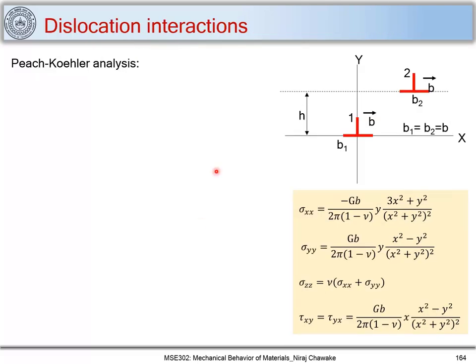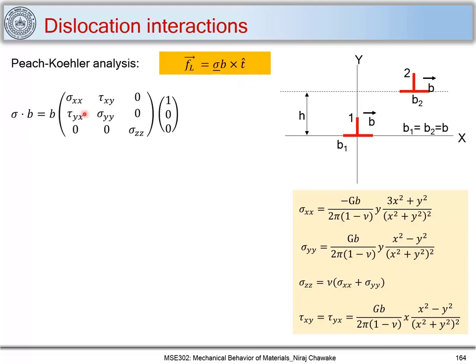So we have the Peach-Koehler equation, we have this schematic showing two dislocations, and we have the stress field. According to the Peach-Koehler equation, the force per unit length of a dislocation can be given as sigma dot b cross t. Here sigma has sigma xx, sigma yy, sigma zz, and tau xy, tau yx, and the other shear stresses like tau xz and tau yz are zero. This we have seen when we worked out the stress field around an edge dislocation.